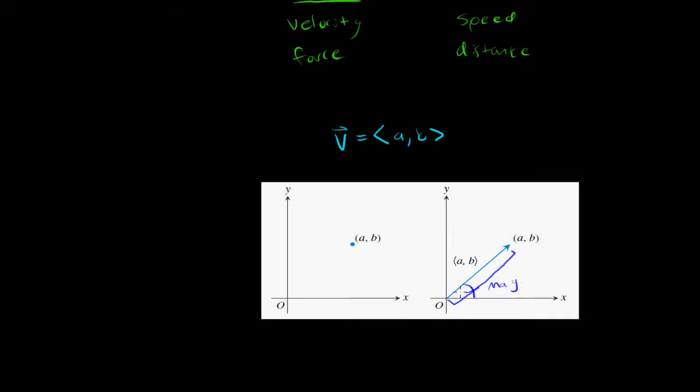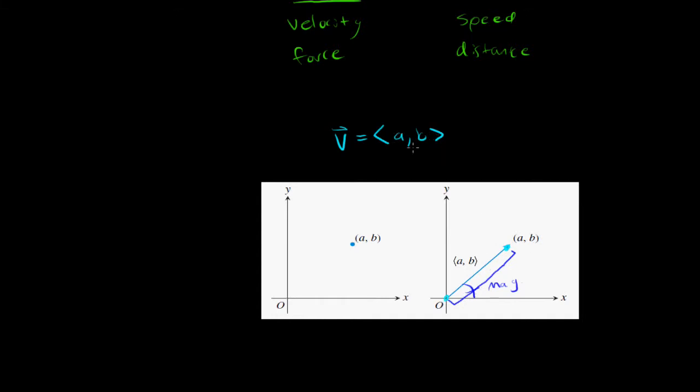In this case, the terminal point is A, B, so that's where the vector ends, which is right here. And we can look at the initial point, which is the origin, which is here, and that's where the vector begins. That's where the tail is. So we can figure out the components A and B by subtracting the value of the initial point from the terminal point. So it would be the x value of the terminal point minus the x value of the initial point, and the same thing for the y values.